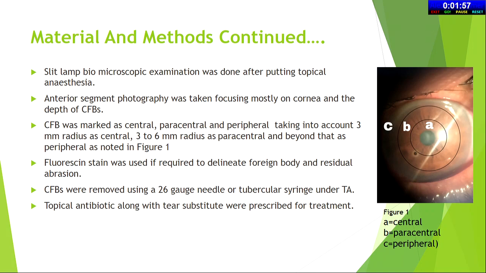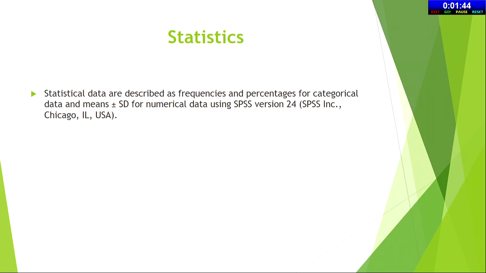Fluorescein stain was used if required to delineate the foreign body and residual abrasion. The corneal foreign body was removed with a 26 gauge needle or tuberculin syringe under topical anesthesia. Topical antibiotic along with tear substitute were prescribed for the treatment. We did the statistical analysis. SPSS version 24 was used.